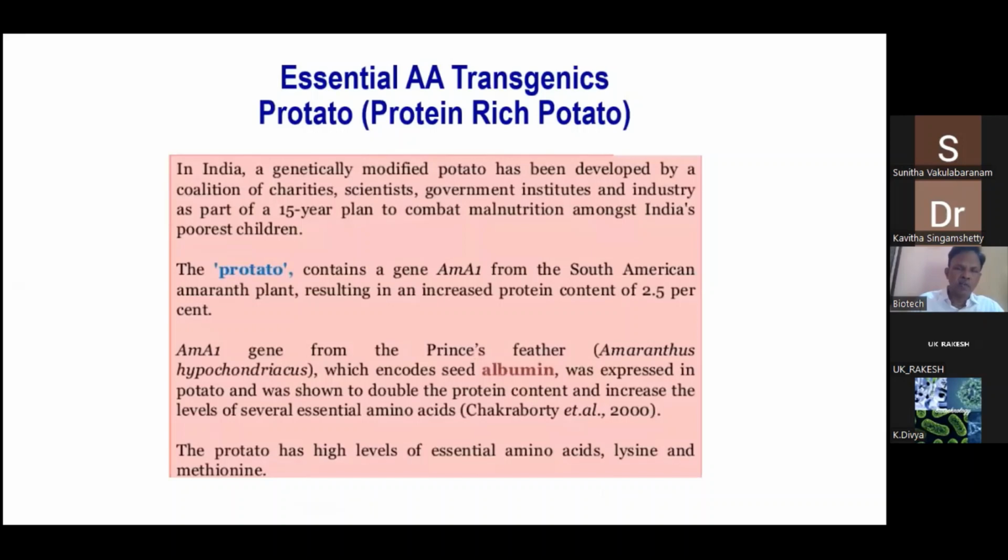And then we also have transgenics with amino acids. Example is potato. Okay, so in this case, you can see potato contains gene AM1 from South American Amaranthus plant. And then potato has more protein, about 2.5% of protein is there. And also they have albumin. This is also through the process of genetic engineering.